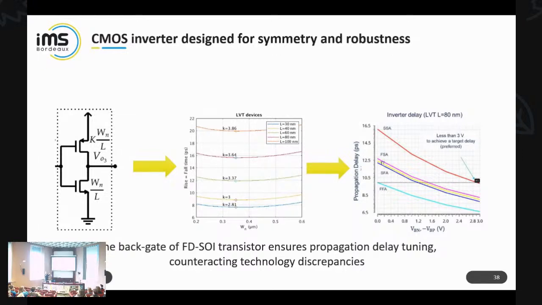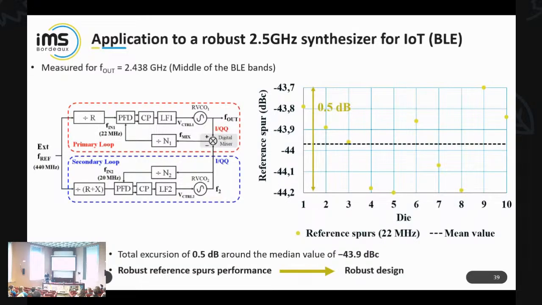So it's a worst case analysis, and we can counteract that with a body biasing of the transistor, taking advantage of the FD-SOI technology. Doing so, we are sure that whatever the technology, we will be able to lock the PLL.